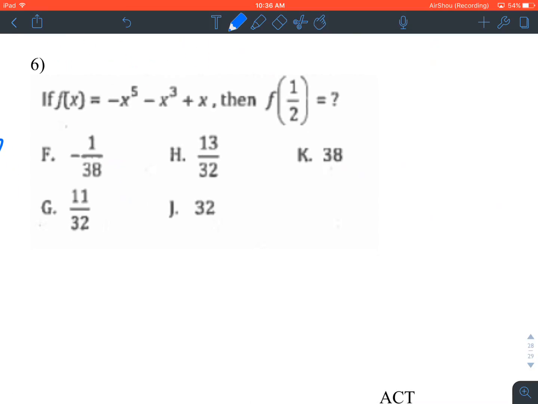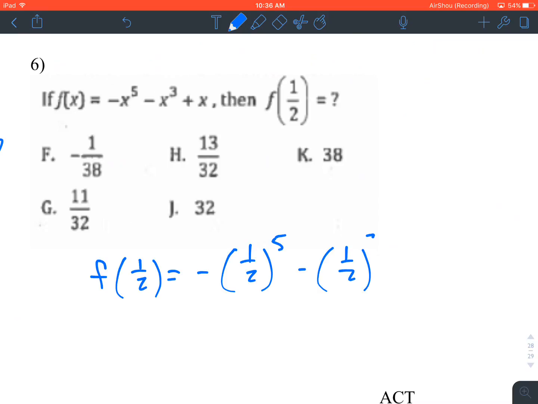Number 6, putting in a half. Oh, bother. When you substitute, use parentheses. When you square a fraction, you square the top and you square the bottom both. So that means this is going to be a negative 1 to the 5th is 1. 2 to the 5th is 32 minus 1 cubed is 1, 2 cubed is 8, plus a half.